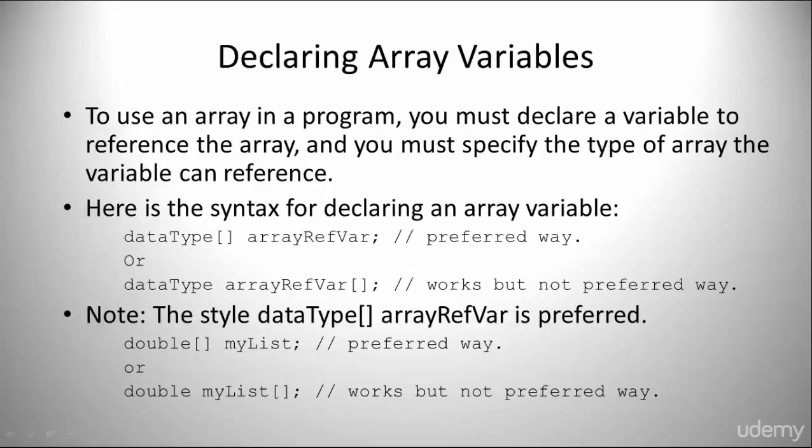To use an array in a program, you must declare a variable to reference the array, and you must specify the type of array the variable can reference. Here is the syntax for declaring an array variable. Note that the style dataType[] arrayRefVar is preferred. The style dataType arrayRefVar[] comes from the C or C++ language and was adopted in Java to accommodate C or C++ programmers.